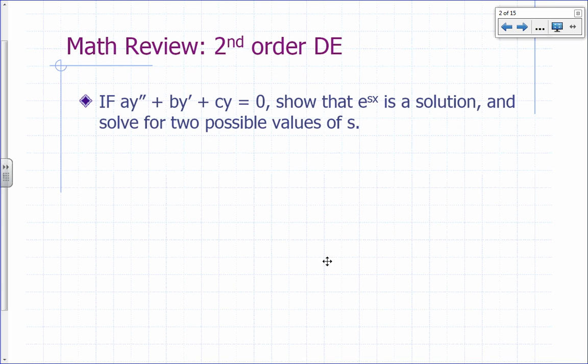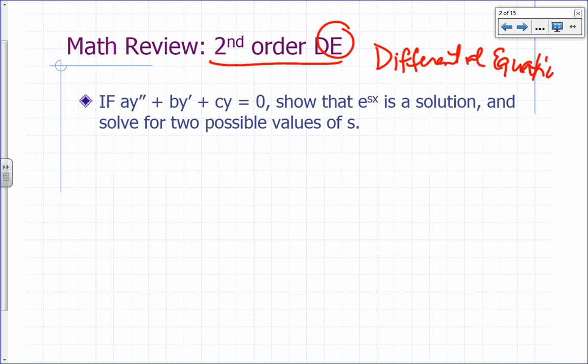Let's talk about second order differential equations. DE means differential equations. A differential equation is just an equation that has derivatives in it. And your goal when you solve a differential equation is to look for a function that would obey that equation.